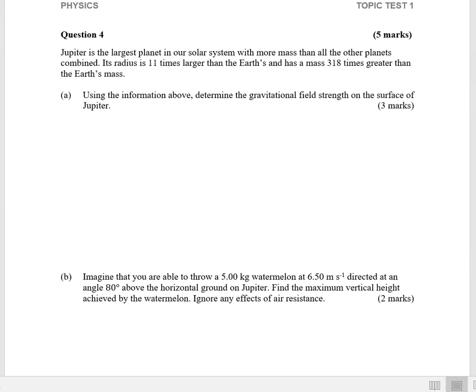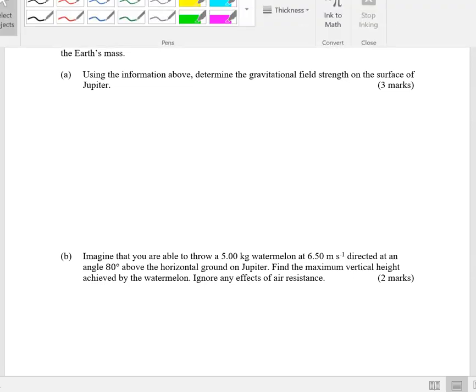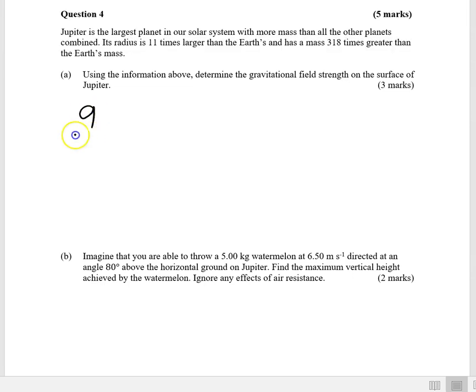So the question reads like this: Jupiter is the largest planet of the solar system, with more mass than all the other planets combined. Important thing, the radius is 11 times larger than the Earth, and it has a mass 318 times greater than Earth. Using the information above, determine the gravitational field strength on the surface of Jupiter. So gravitational field strength is given by this formula. Gravitational field strength g equals capital G m over r squared.